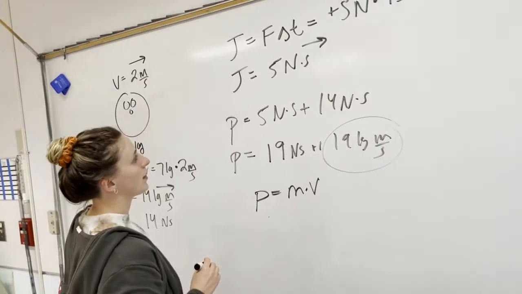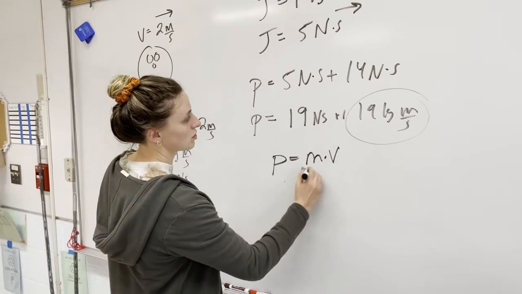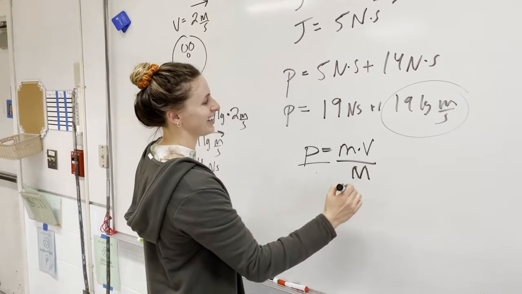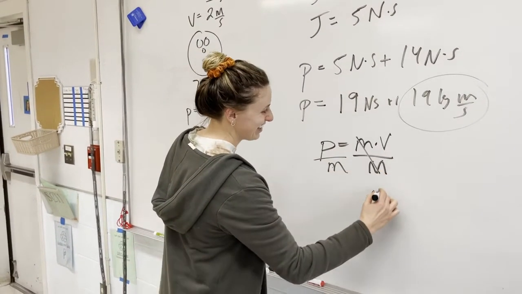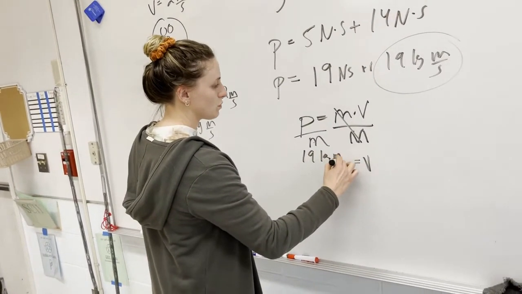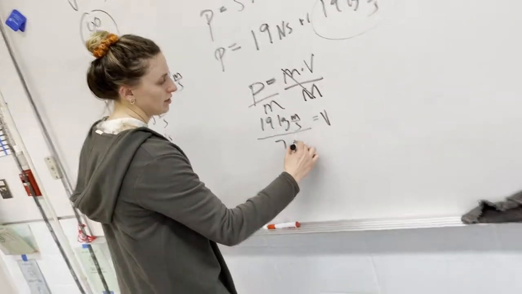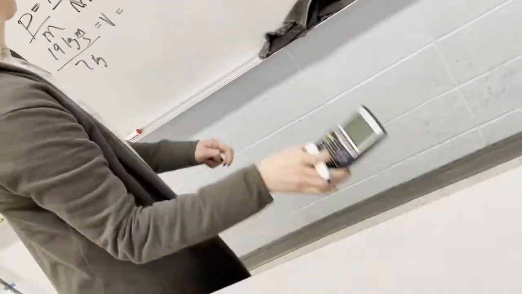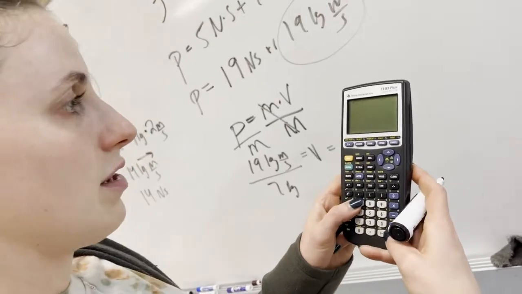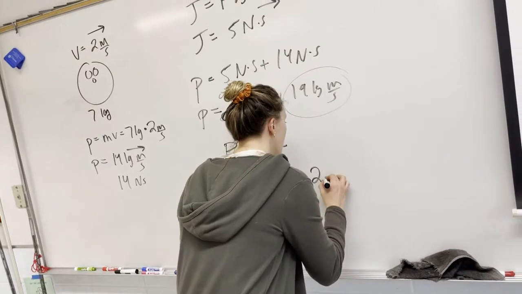And we know that the momentum is 19, and we know the mass is 7, so we can divide by the mass to get the velocity. That's an easy switch. So velocity equals my momentum, which is 19 kilogram meters per second, over my mass, which was 7 kilograms. I will need to use my calculator for this part. 19 divided by 7 is 2.71. So it's going 2.71 meters per second.